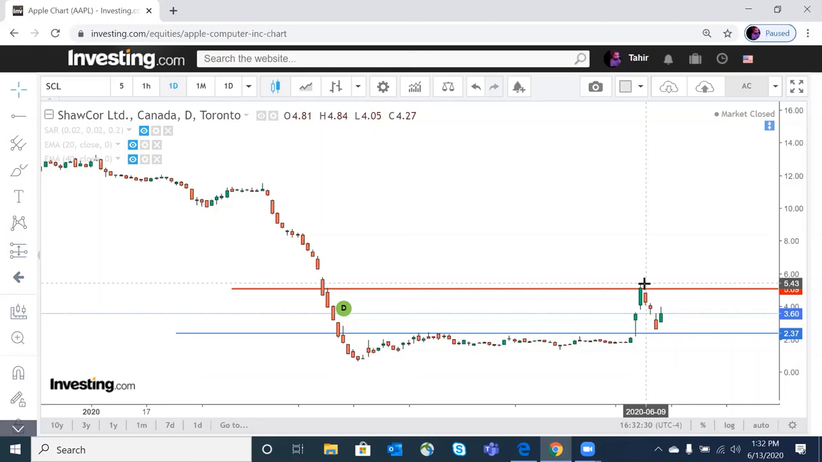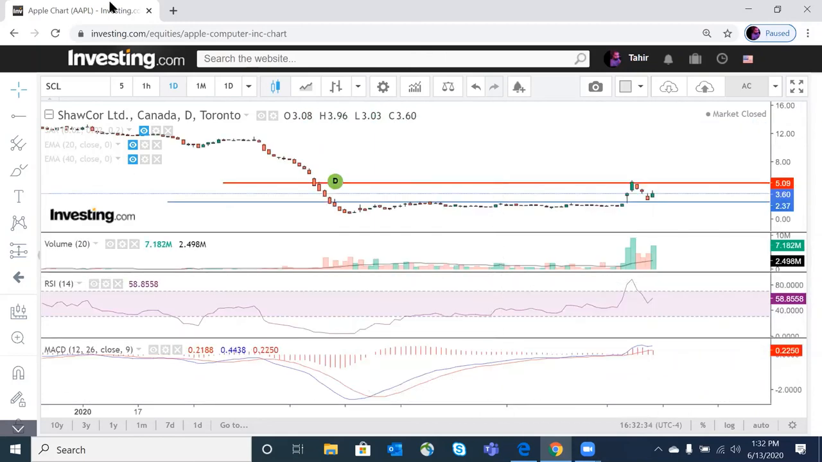Any comments, sir? Yeah. And just to add to Tahir's analysis, those who are currently holding the stock and planning for the long term, I would suggest to keep it for the long term.